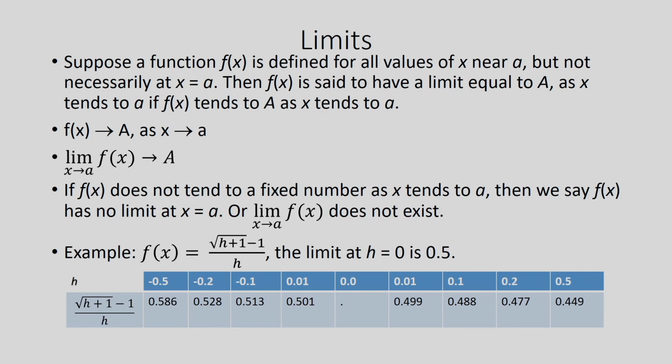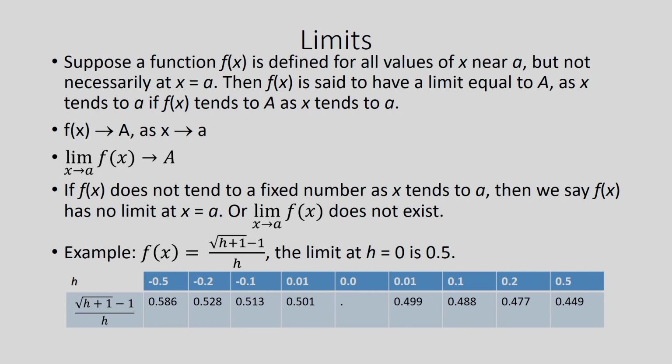Suppose a function f(x) is defined for all values of x near a, but not necessarily at a, then f(x) is said to have a limit equal to A as x tends to a if f(x) tends to capital A as small x tends to small a. Okay. So, you have a function f(x) which is defined for all values of x near a, but it is possible that it is not defined at x equal to a.